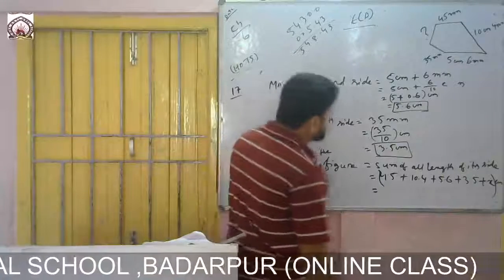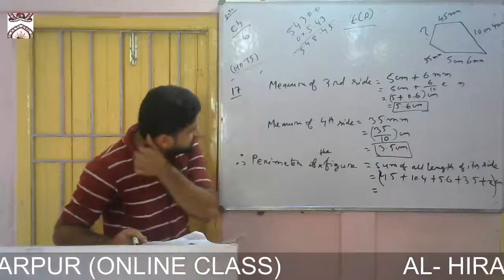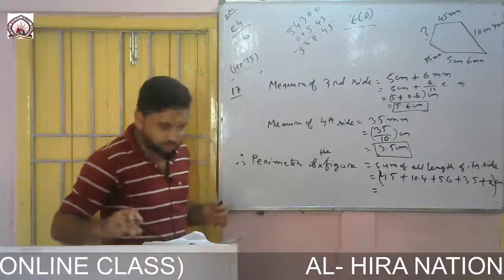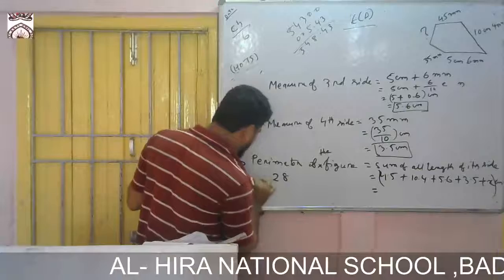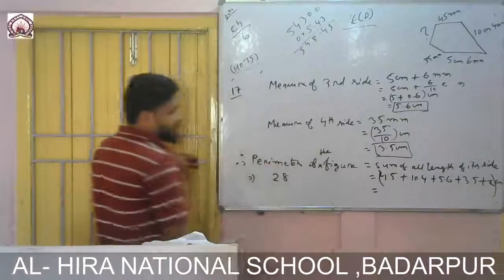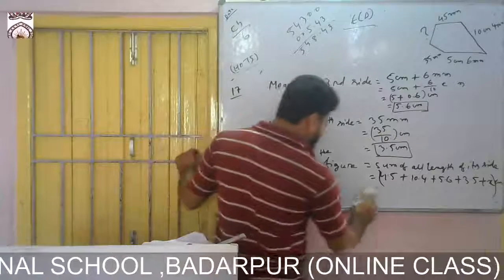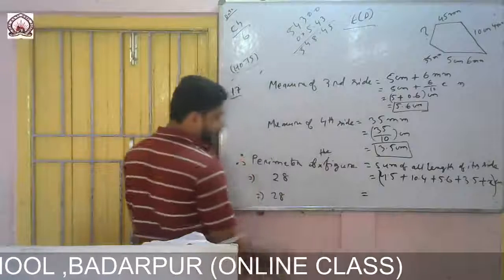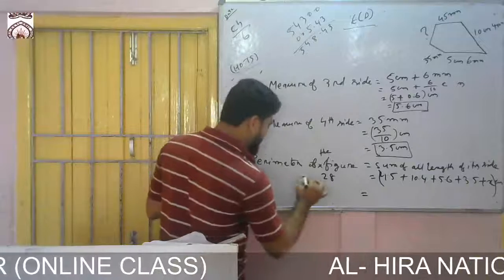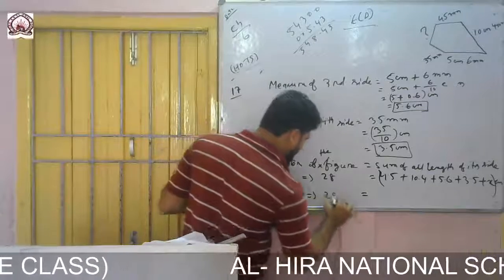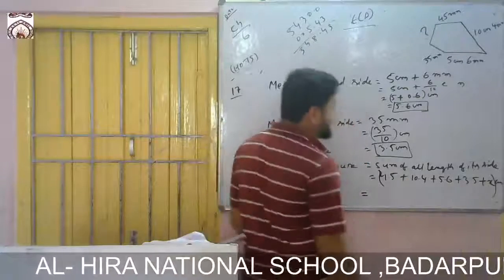Find the perimeter. Perimeter of the figure, here you write 28, because the perimeter we know is 28. So here 4.5 plus 10.4 plus 5.6, you add all these things.